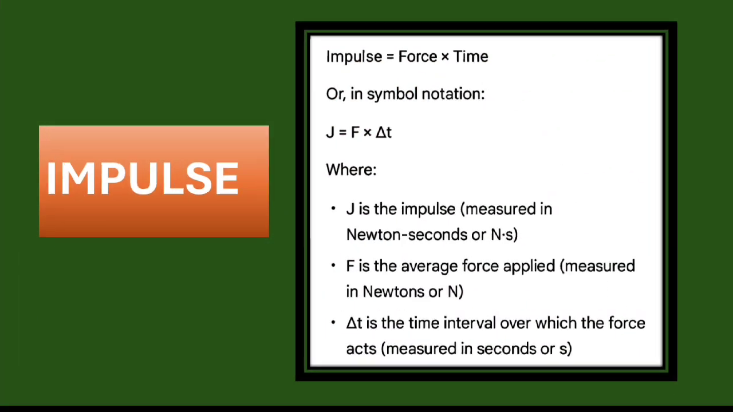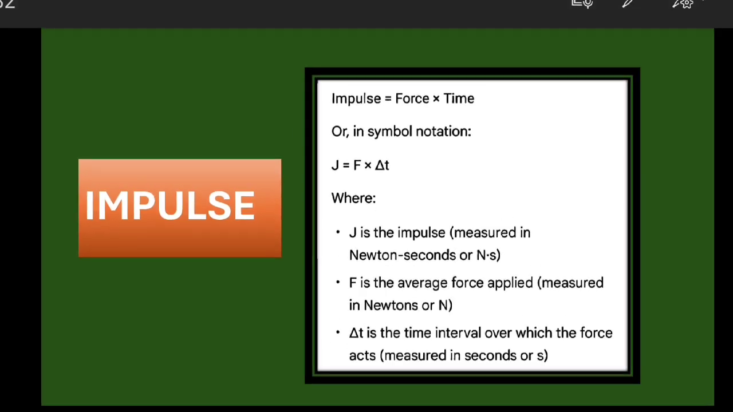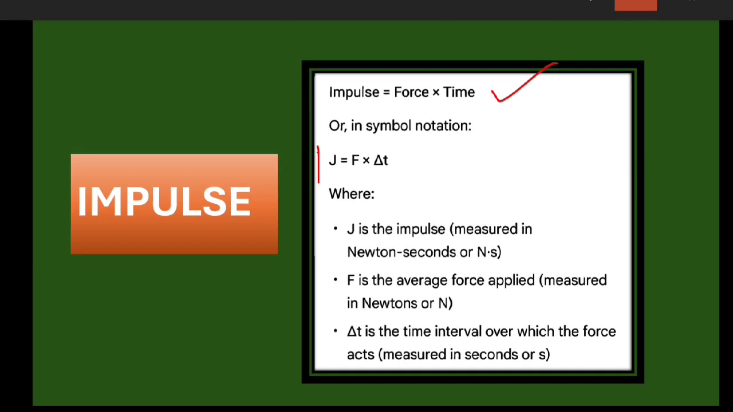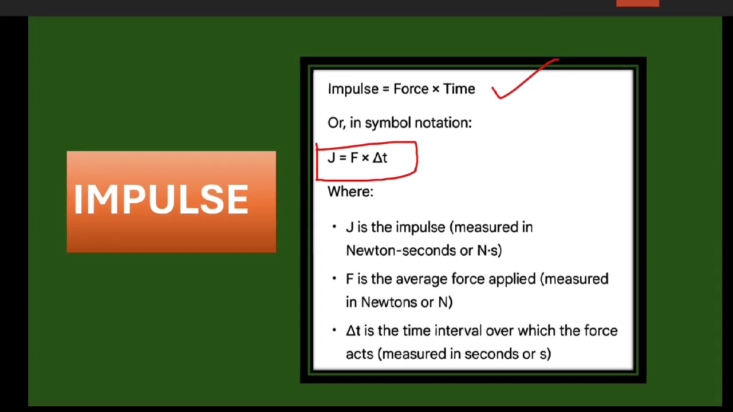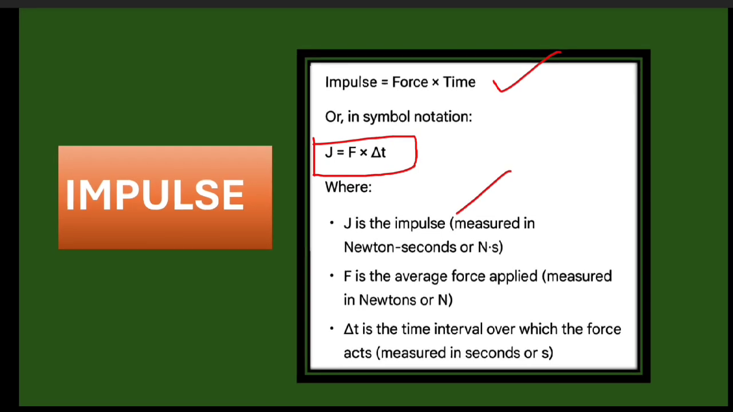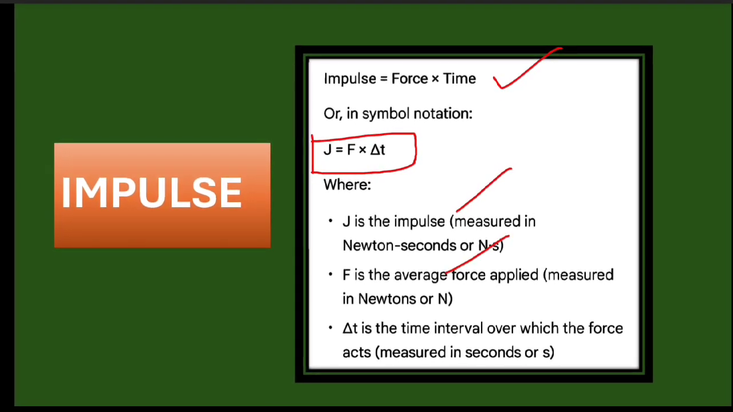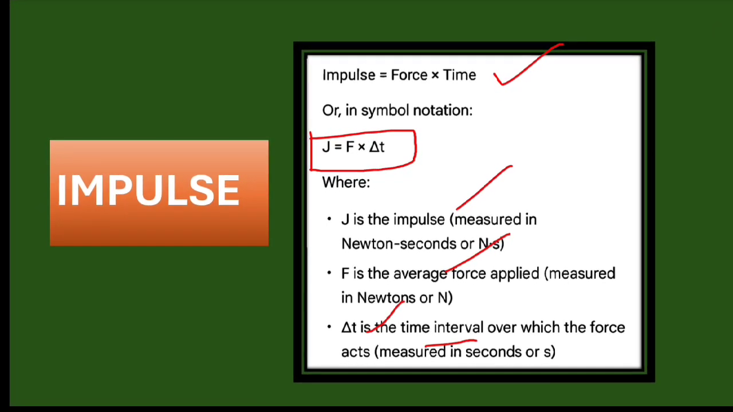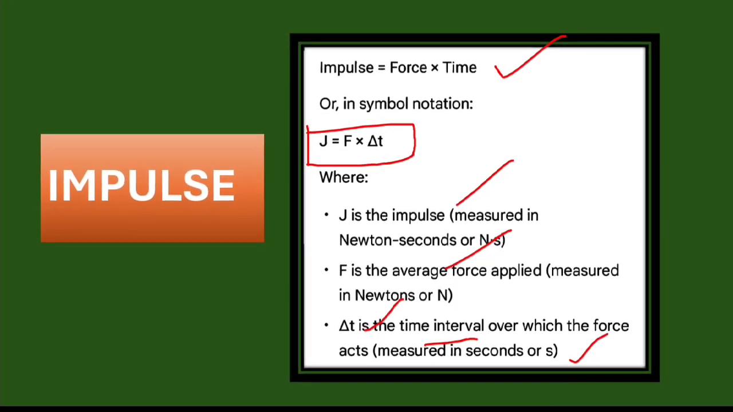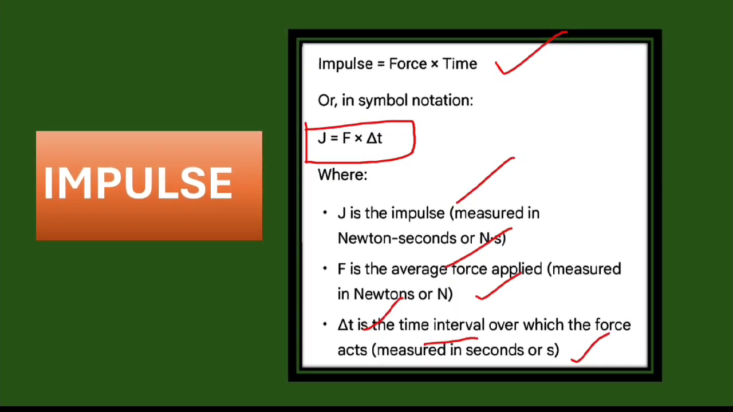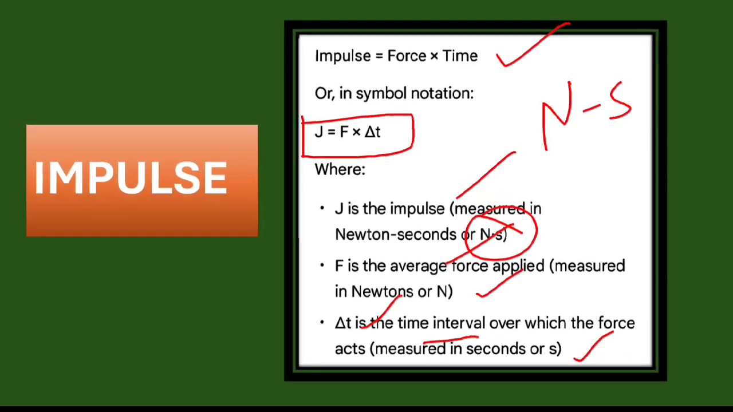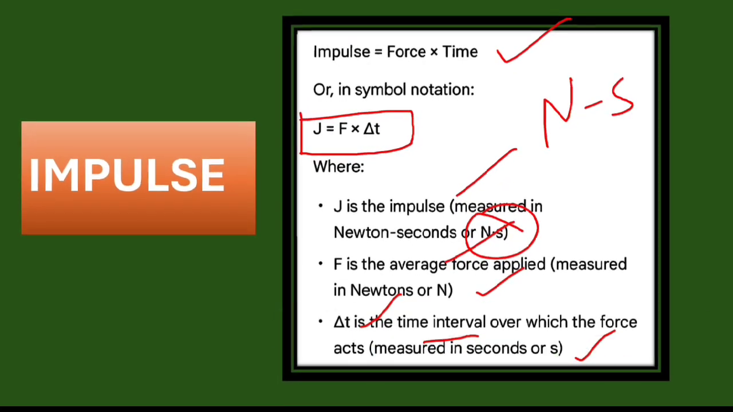Next, impulse. Impulse is nothing but force into time. Its symbol is J equals F into delta T. So J is impulse, F is the average force, and delta T is the time interval over which the force acts. Time is in seconds, force is in Newton, and impulse is in Newton second, Ns. Newton second is the unit for impulse.